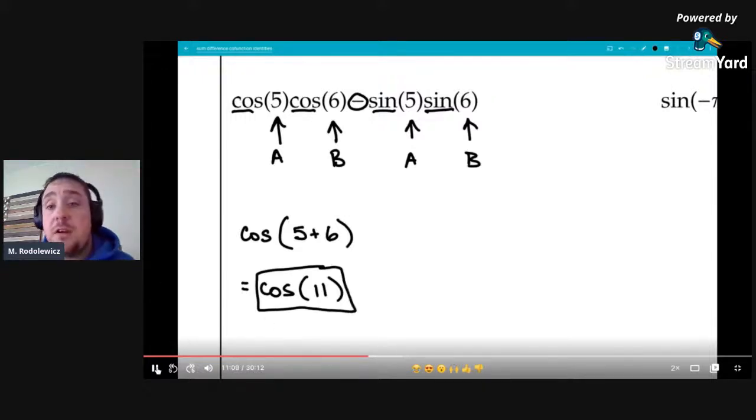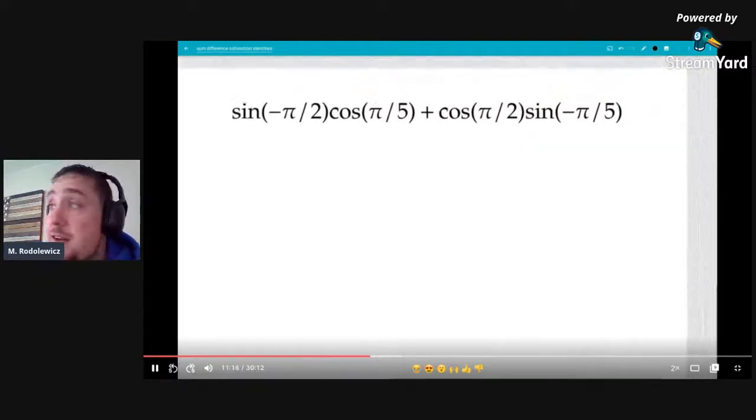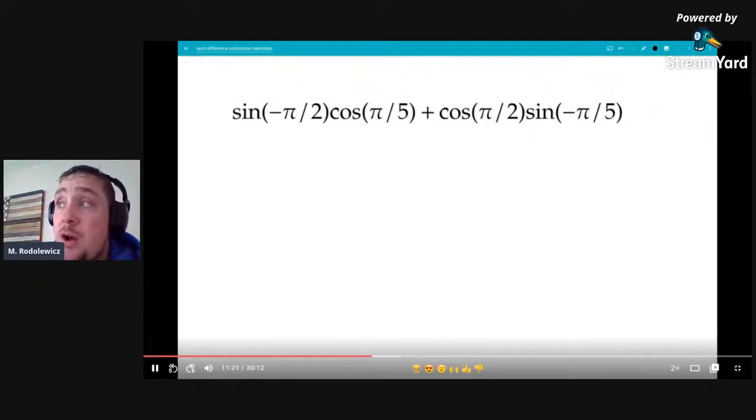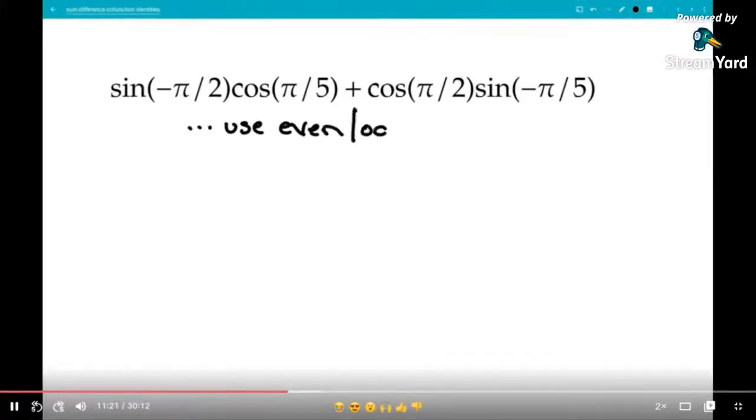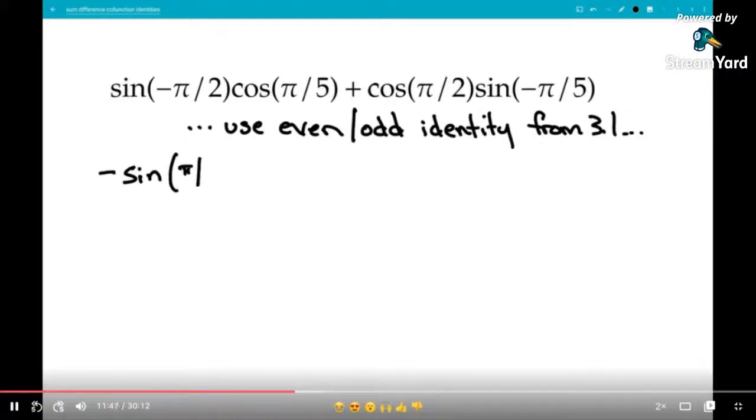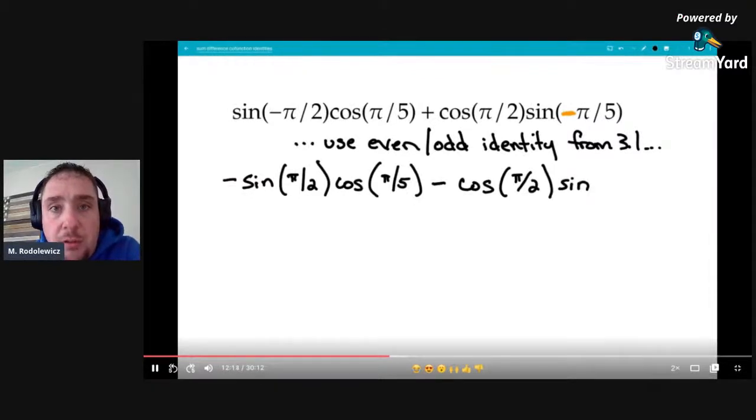We're going to use not just the sum and difference identities in this example, but we also need to use our even-odd identities. From section 3.1, when we have the sine of a negative angle of rotation, that's equivalent to the negative sine of that angle of rotation. I'll keep it simple and say, refer back to section 3.1, the even-odd identities. At this point, you should have practiced it in MyMathLab prior to doing this lesson.